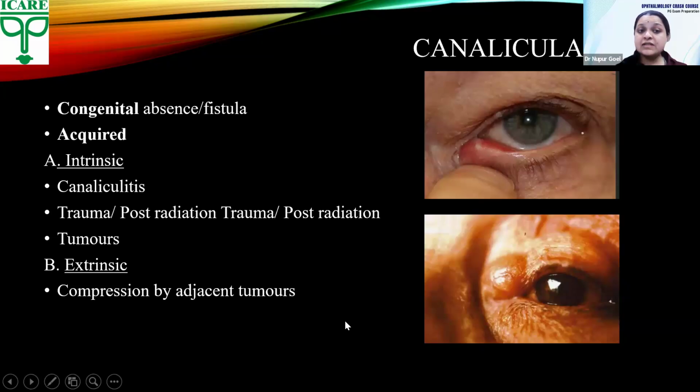Coming to canalicular causes, it could be a congenital absence or fistula of the canaliculus, or acquired, which could be an intrinsic cause or an extrinsic cause. The intrinsic could be canaliculitis, trauma, post-radiation changes, or any tumors. Extrinsic could be compression by adjacent tumors.